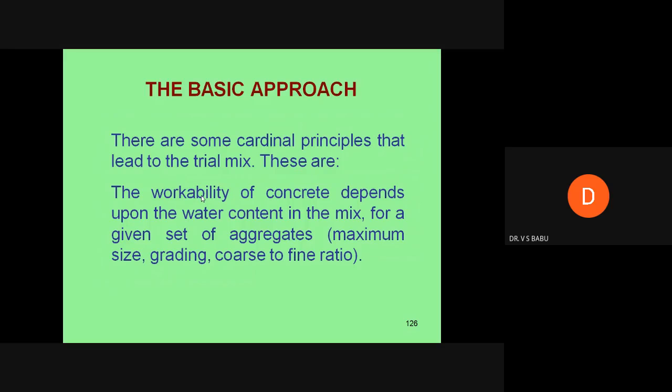Suppose your concrete is not at all workable, that means your material is too dry, then don't think about the strength, because your material itself is not workable. Duff Abraham also says that the concrete is to be strengthy and worthy when the concrete is workable. This is very, very important. If the concrete is workable, then only you have to think further.